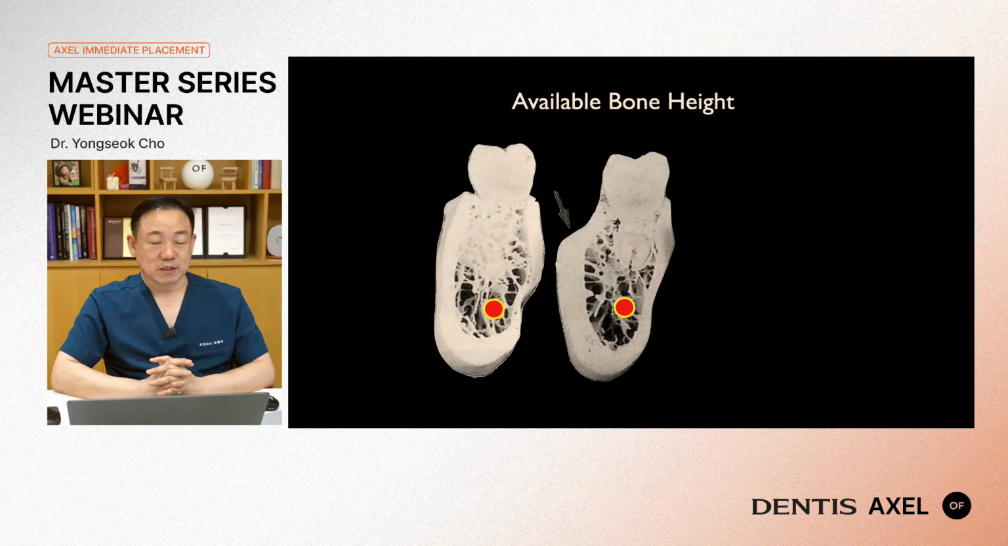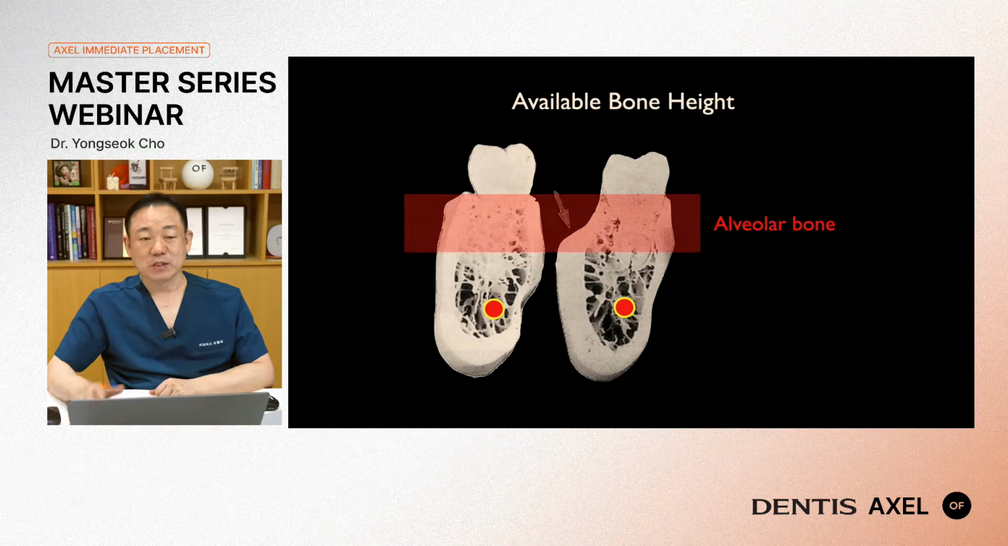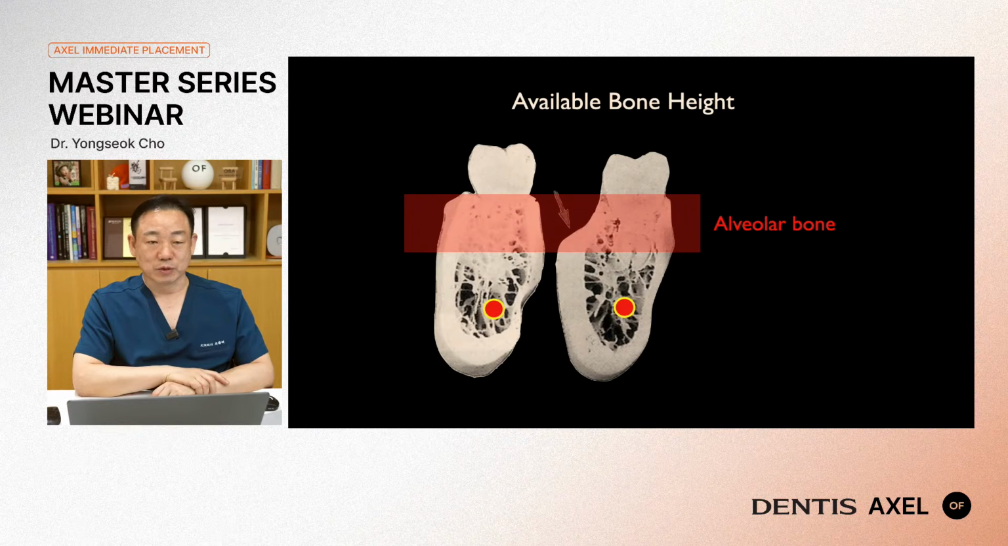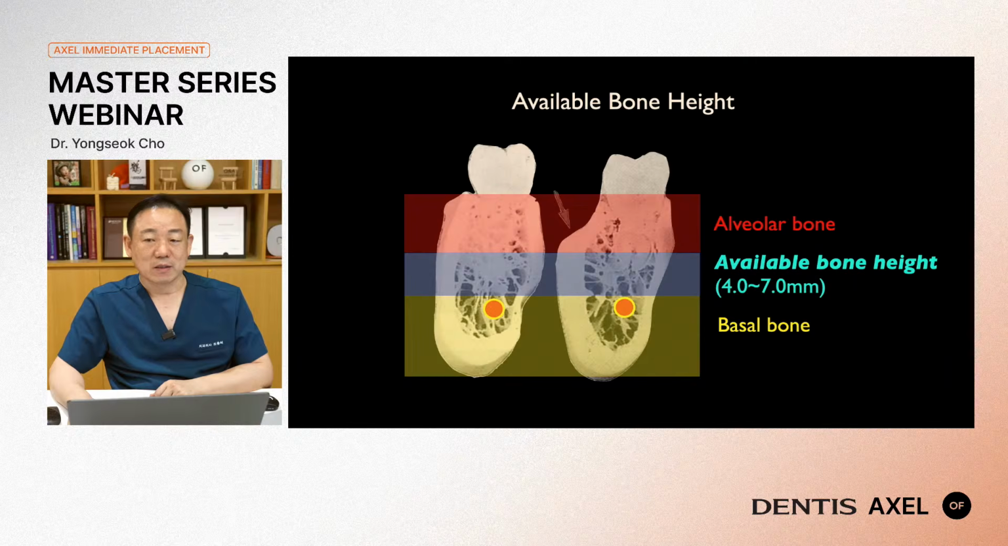Short implant, especially very short implant named extra short implant, is very useful when patient experiences severe alveolar bone resorption. This is alveolar bone, which holds a tooth root. And under the alveolar bone, we call basal bone. In the mandible, over the mandibular canal, there is available basal bone. And generally, the amount of available basal bone height is 4 to 7 millimeter.